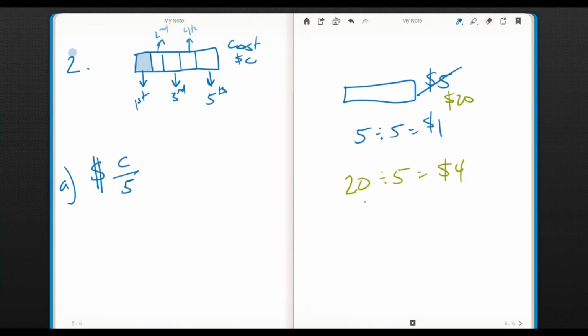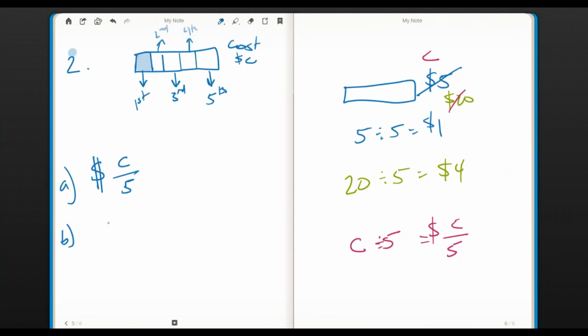And so then if you say, well, I don't know how much it cost, I'm just going to go with C. If I don't know how much it is and I call it C, I'm still going to divide it by 5. And a more convenient way of writing C divided by 5 is C over 5. A fraction means division. It always means division. And that's an amount of money that they each contribute. Then it tells us something pretty interesting.